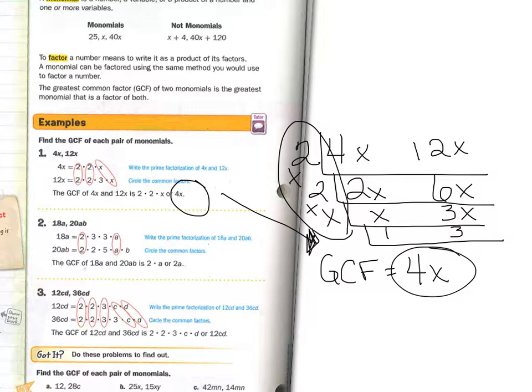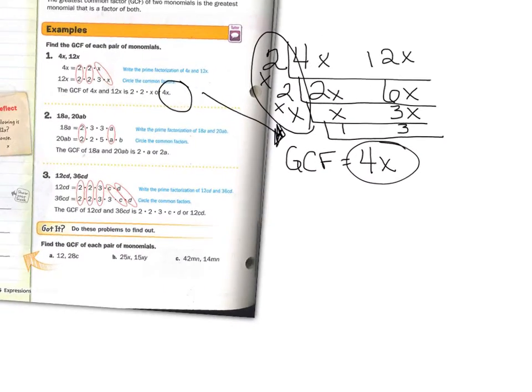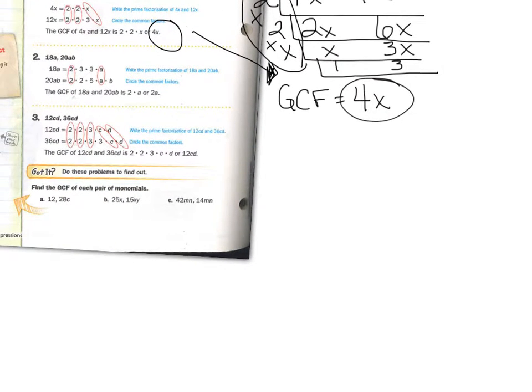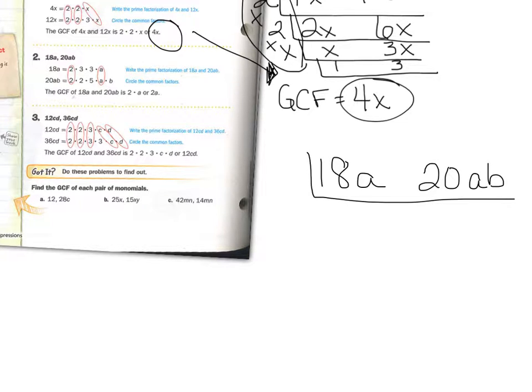Okay, let's do another one. I might have to add a little bit more room to do another one. Let's move this up a little bit. Let's do 18a and 20ab. What do you think the common factor is of 18 and 20? Well, I know for sure 2 goes into them. I also see that there is an a in common in both. So I'm going to go ahead and take that out too.